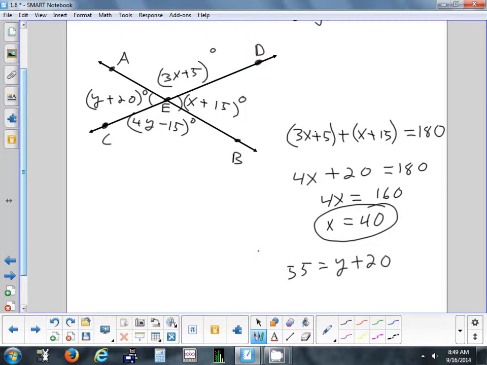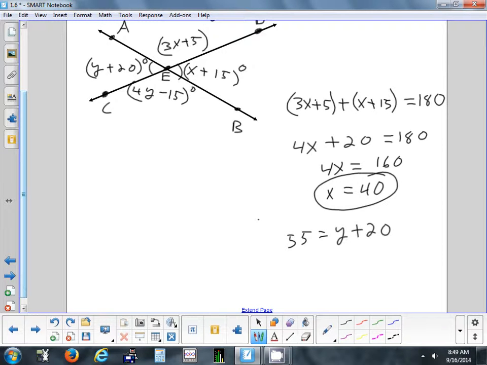If x is off, you are wrong with y. Right. If you got x wrong, you're automatically going to get y wrong. But if you found y the same way we found x, y plus 20 plus 4y minus 15 equals 180, then even if you make a mistake with x, you could still get y right, because you're doing x and y separate. This way, that's not going to happen. If you made a mistake on one, you got the other one wrong as well.